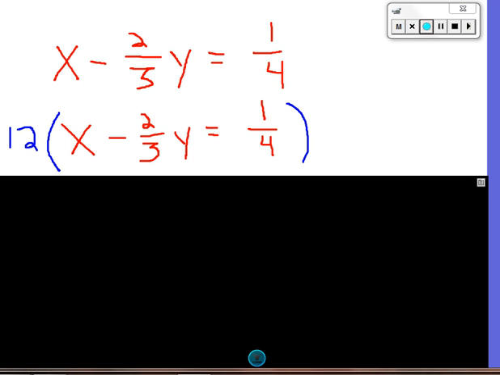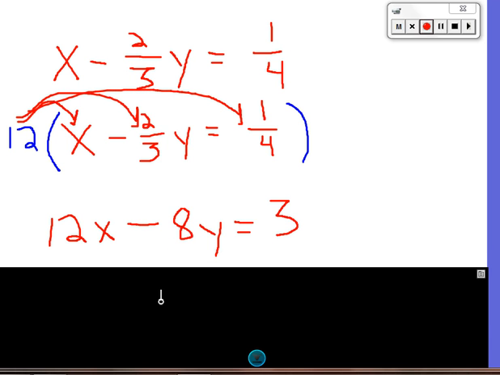When I say the entire equation, every term, multiply the 12 by the x, multiply the 12 by the negative 2/3 y, and multiply the 12 by the 1/4. So everything in the equation that's added or subtracted, all of the terms of the equation. So what happens when we do that? 12 times x obviously is 12x.